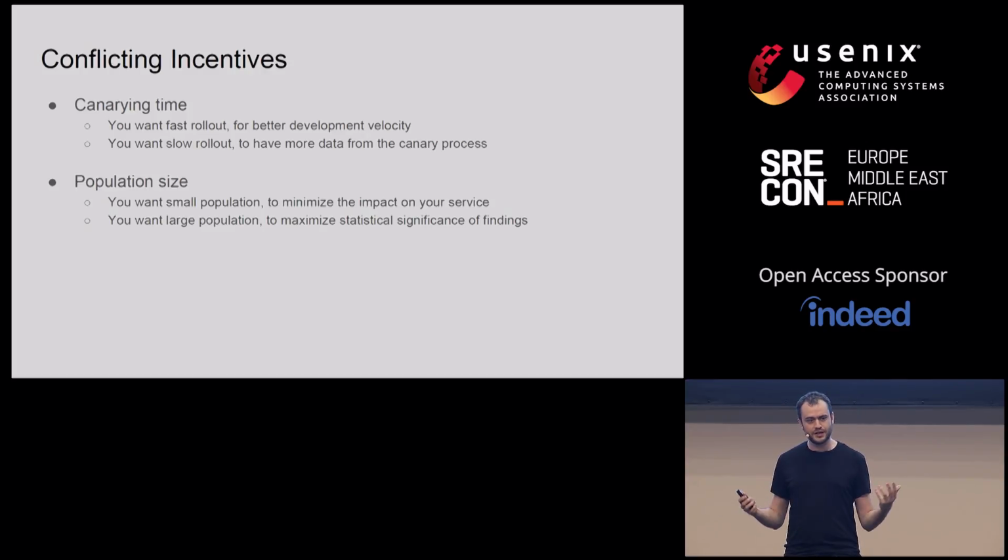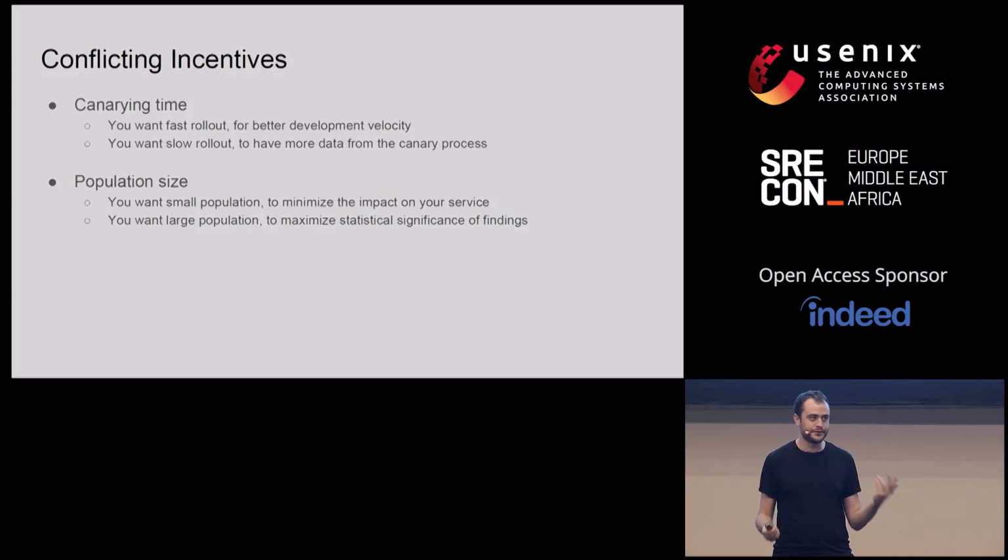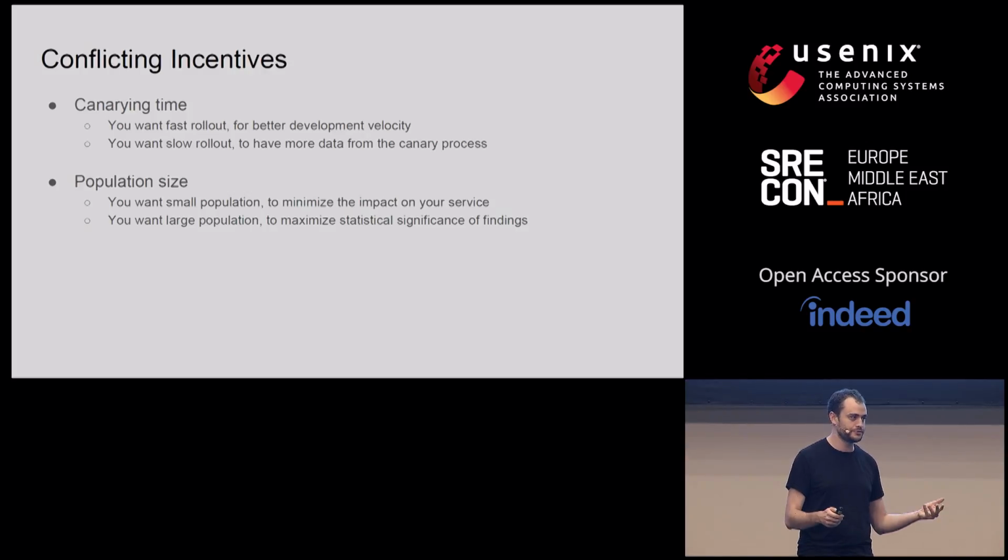You want a really large canary population, because you want to have really statistically significant data. You want to make sure you're not influenced by an outlier, but by the same token, you want a small population, so that if the canary catches fire and explodes, you don't lose that much of your service. Users don't really notice, by and large. You don't lose your SLO for the rest of the quarter.